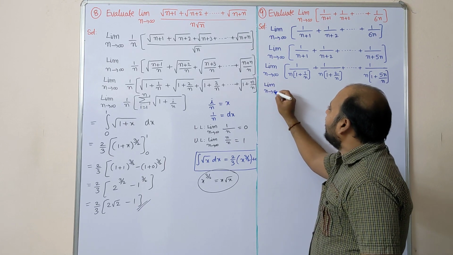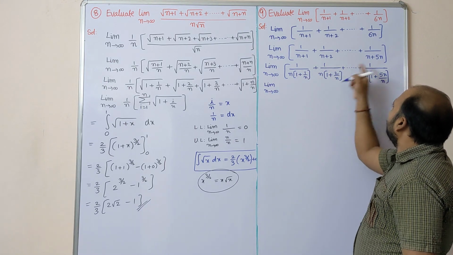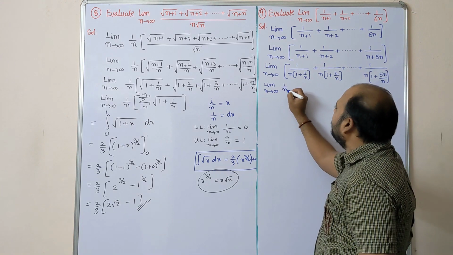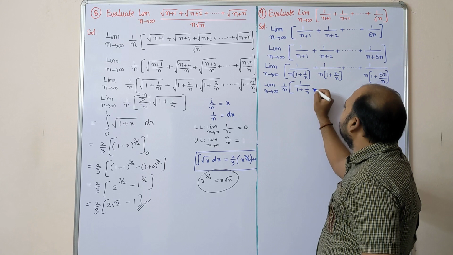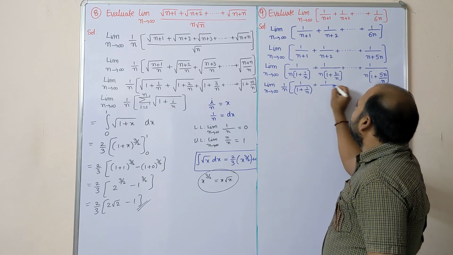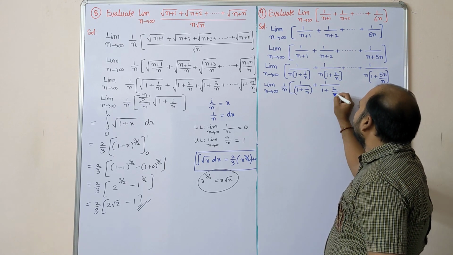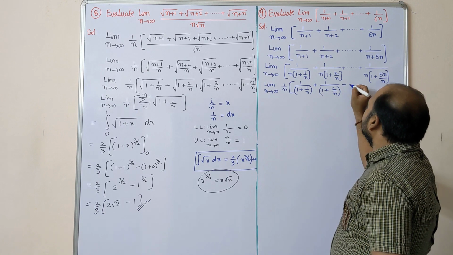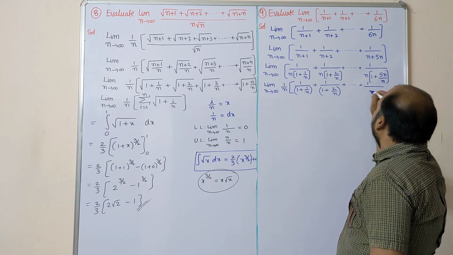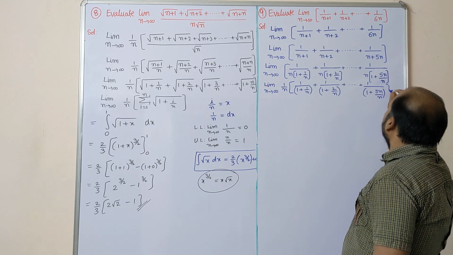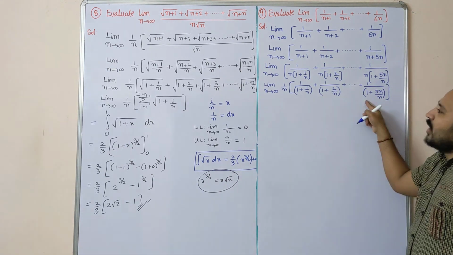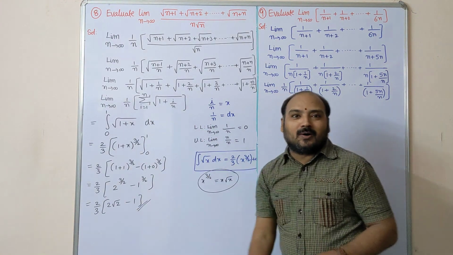Limit n tends to infinity. Here 1 by n, here 1 by n, here 1 by n. 1 by n take out. So the remaining is 1 plus 1 by n plus 1 by 1 plus 2 by n plus and so on 1 by 1 plus 5n by n. This you have to write in terms of sigma.